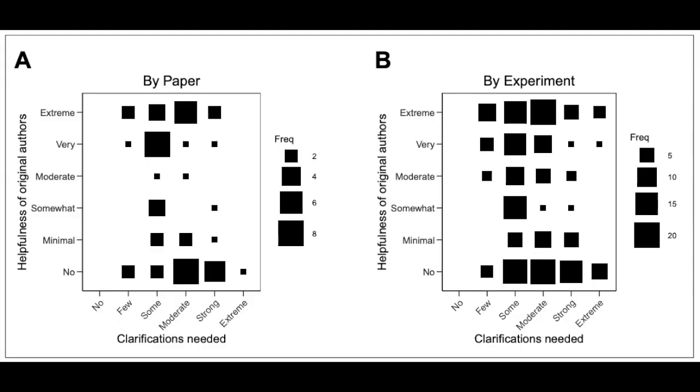Let's analyze now the barriers that the project faced. As we can see on this graph, a lot of clarifications were needed in most of the experiments that they tried to repeat. And the helpfulness of the authors varied a lot. Sidebar. A clarification in this case means that the scientist reproducing the experiment needed to contact the original scientist that performed the experiment for the first time.